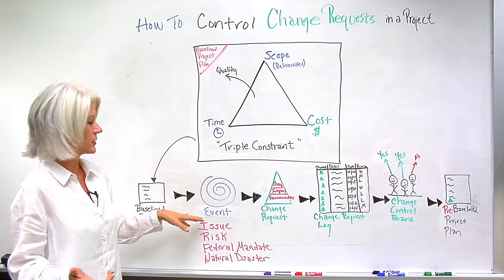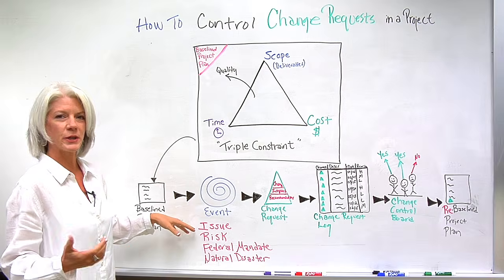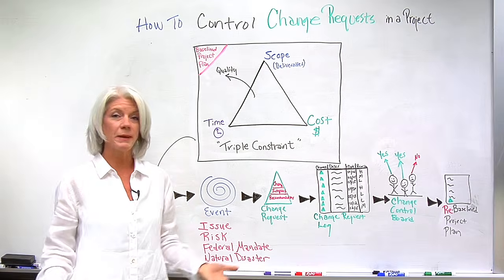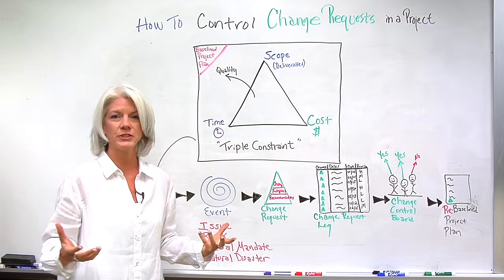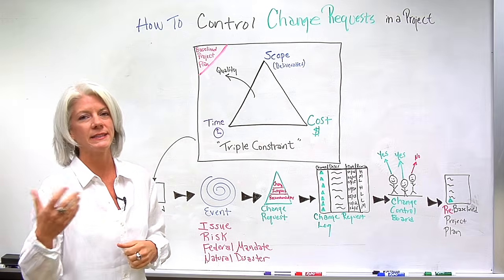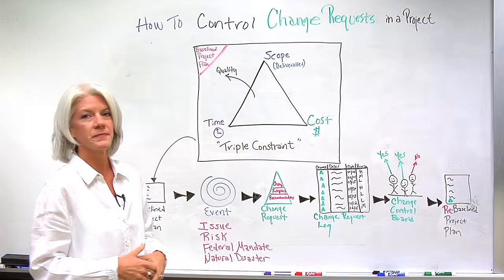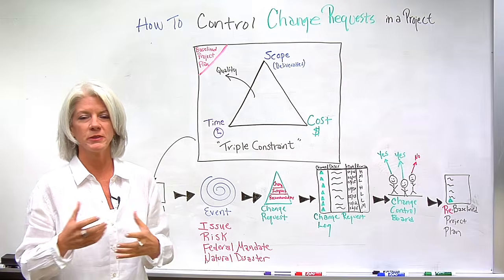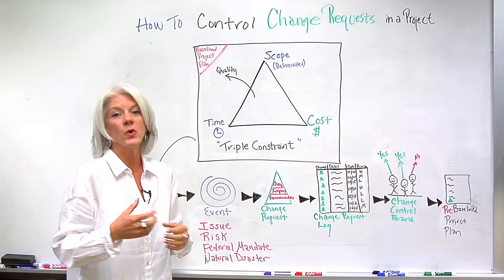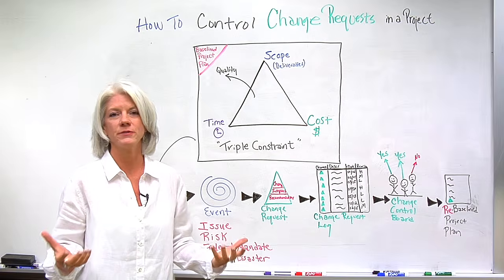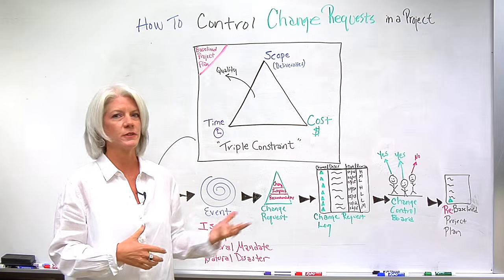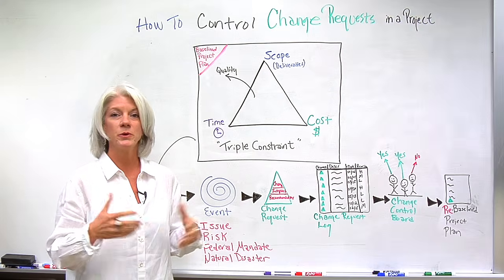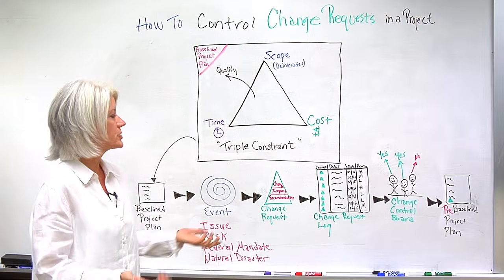Some kind of event occurs. Could be an issue, it could be a risk, could be a federal mandate that the company has to comply with. It could be a natural disaster impacting different components of the project. You could discover throughout the project a new requirement, or it could be just simply a request from the business owners, the stakeholders, vendor partners: Hey, while you're doing this, would it be reasonable to incorporate this change?